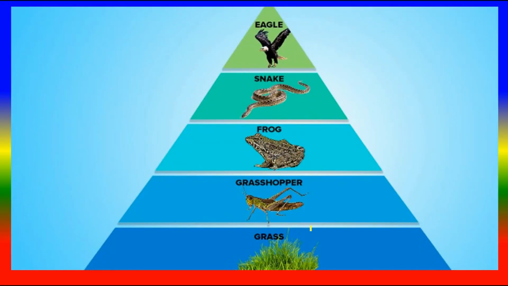Other example for food pyramid: eagle, snake, frog, grasshopper, then grass.